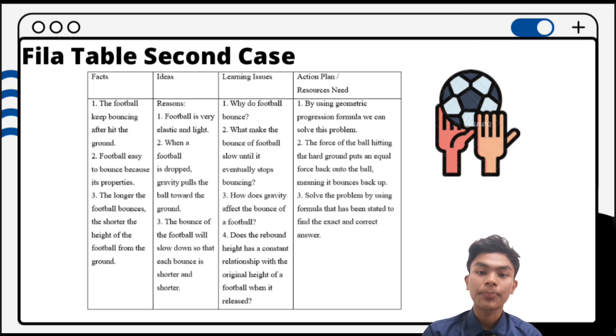Next, how gravity affects the bounce of the ball, and whether the bounce height has a relationship when the ball is released. We were able to solve this case by using the geometric progression formula, and the force of the ball hitting the ground would give the same force back on the ball. Next, Amirul will explain about the solution part.